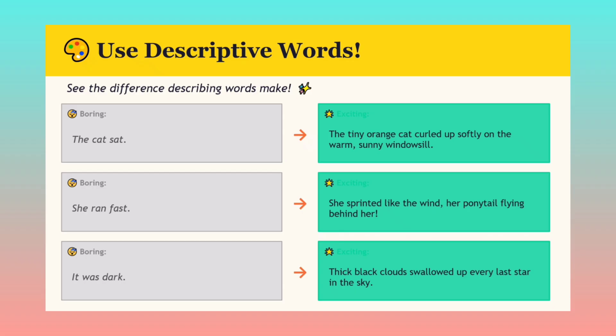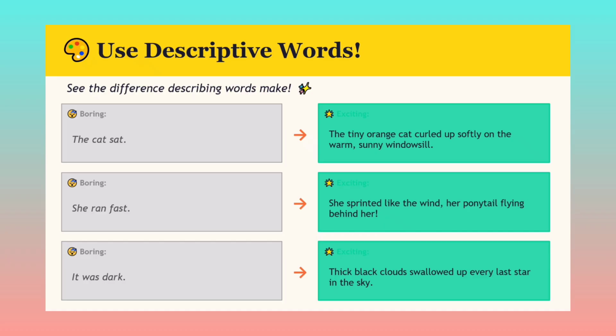First we will see 'the cat sat'. It looks like a boring sentence. You have to say 'the tiny orange cat crawled up softly on the warm sunny windowsill'. It looks nice. 'She ran fast' is boring. If you say 'she sprinted like the wind, her ponytail flying behind her', now you use the descriptive words in a proper way.